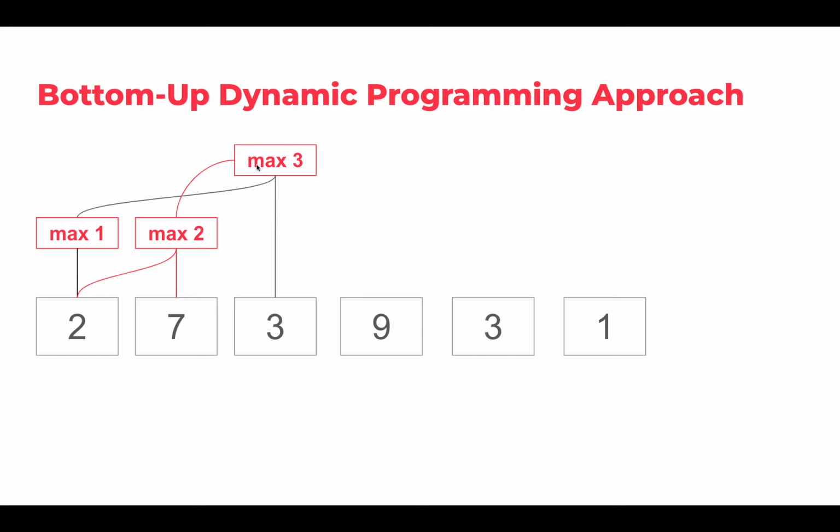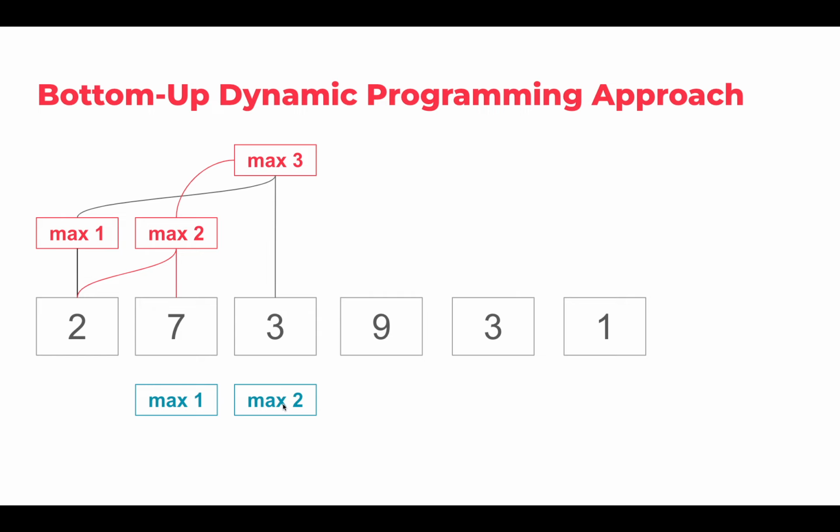But now, because this is a bottom-up approach, we'll make sure that we're using constant memory. So we'll keep up this loop by, after getting max 3, making max 1 equal to max 2. So this max 2 becomes the new max 1. And then whatever we get as max 3 will become our new max 2.